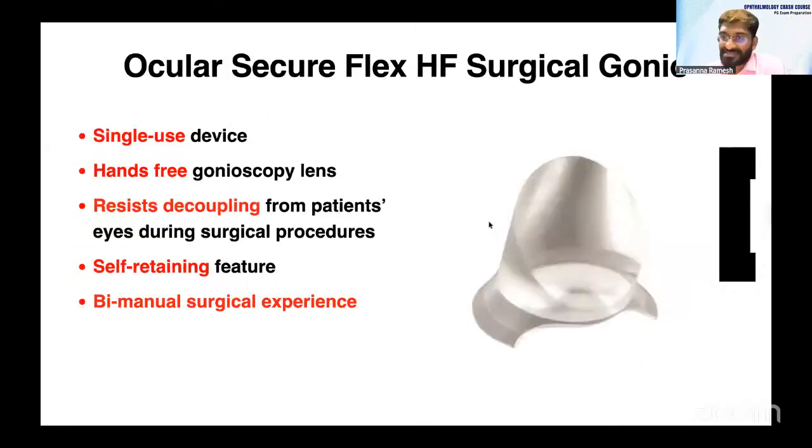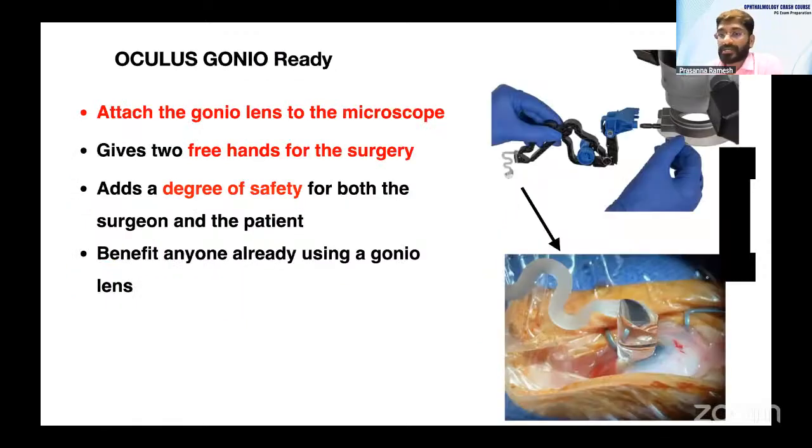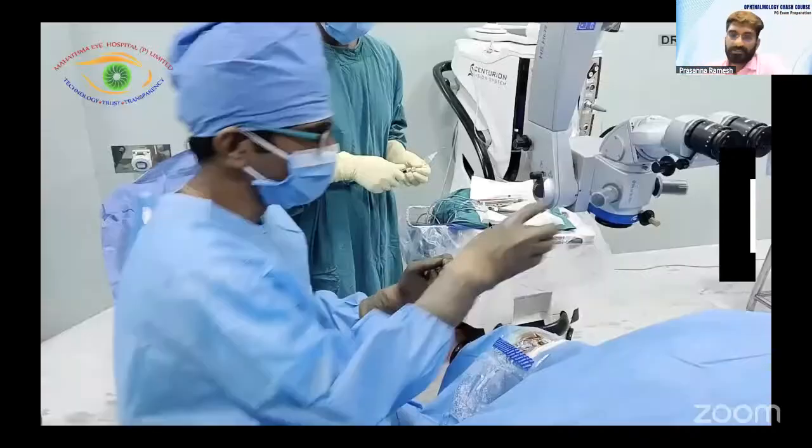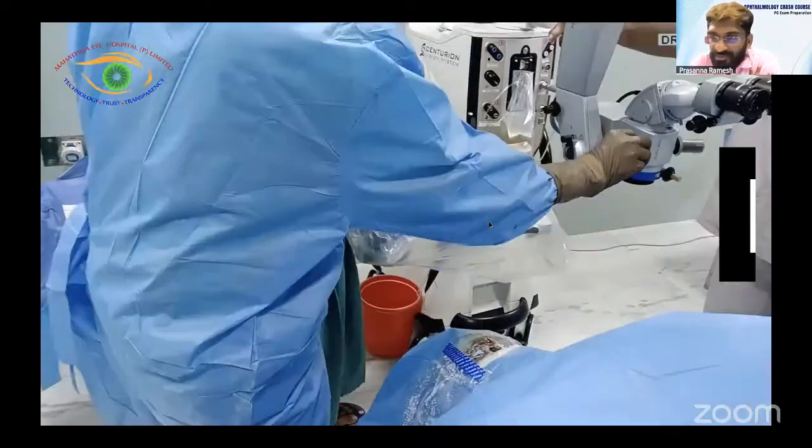Ocular Secure Flex HF is there. Oculus Gonio Ready is there. So these are all the gonio lenses. The Gonio Ready, as the name denotes, is attached to the microscope, so both your hands will be free. So let's move to the concepts of MAGS.